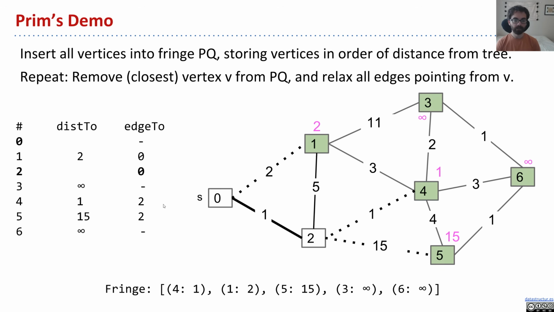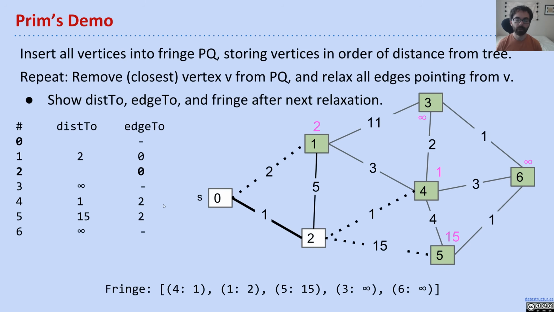Okay? So now I have a challenge for you. Try and figure out what happens next. The first thing you need to do is figure out which vertex gets removed next, and then which distance to and edge to values get changed as a result. So pause the video, really do it, and see what you come up with.